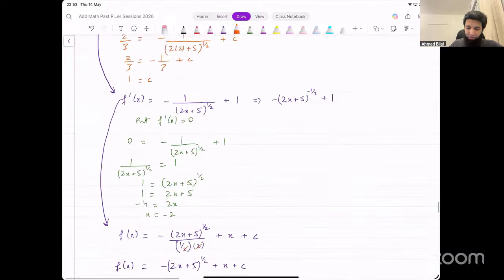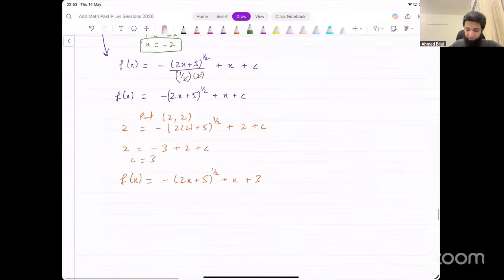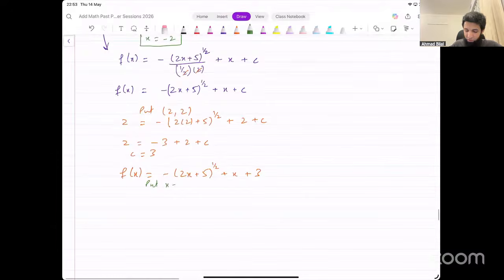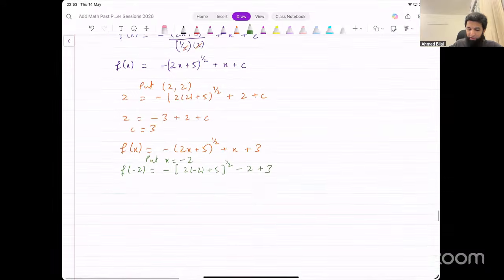We found the x coordinate of the turning point earlier. Let's find the corresponding y coordinate for this as well. So we put x equals negative 2 in this to get the corresponding y coordinate. So f of minus 2, that gives us minus into 2 into minus 2 plus 5 whole raised to power 1 over 2 minus 2 plus 3. Simplify this. That gives us minus 4 plus 5, which is 1. So that's minus 1 minus 2 plus 3. And that turns out to be 0.